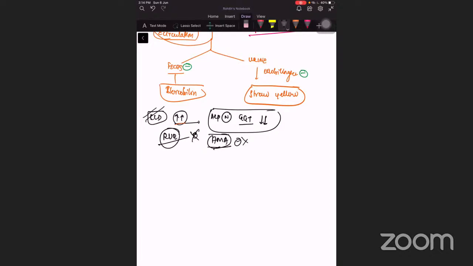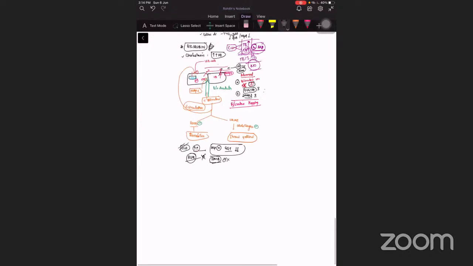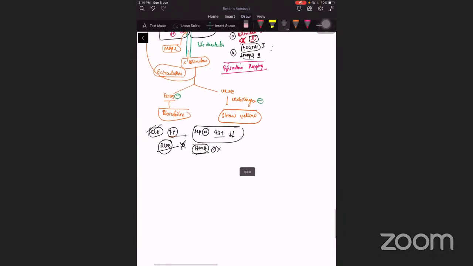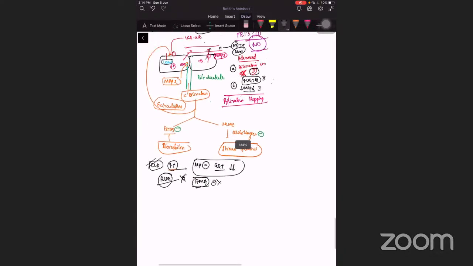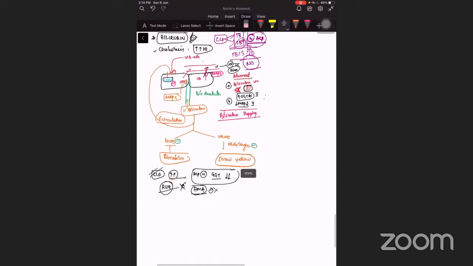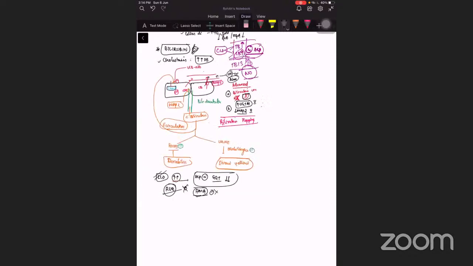So is this clear with whatever we are discussing? I think this is the approach to LFT that I wanted to give. Any other questions that you have? We have finished with approach to LFT.